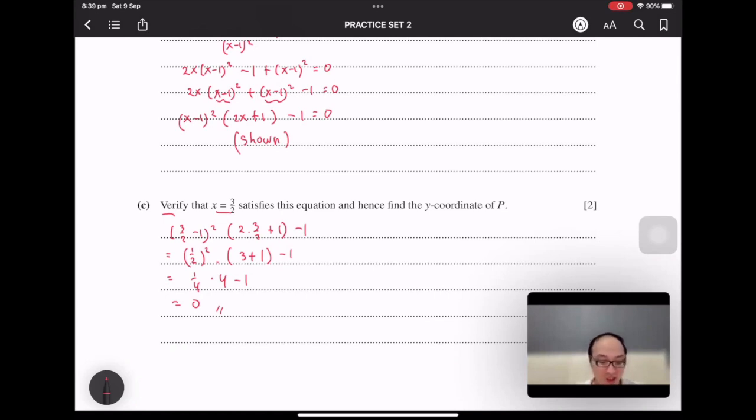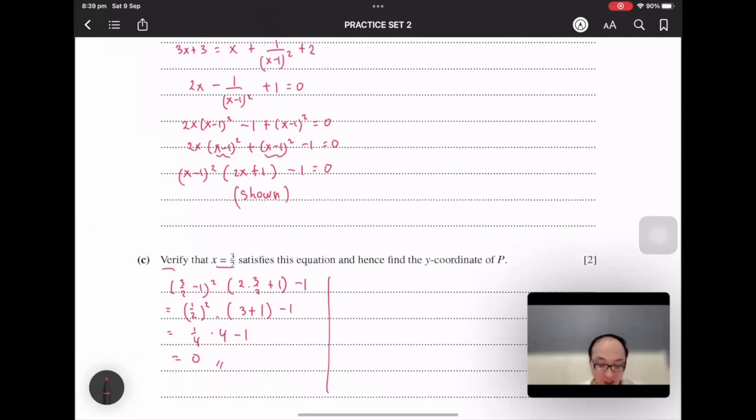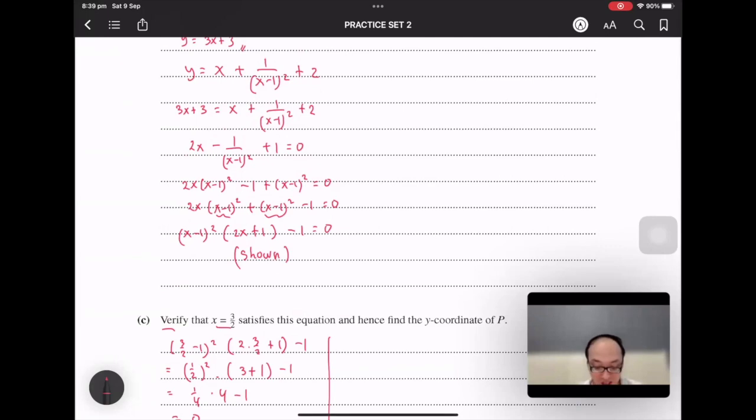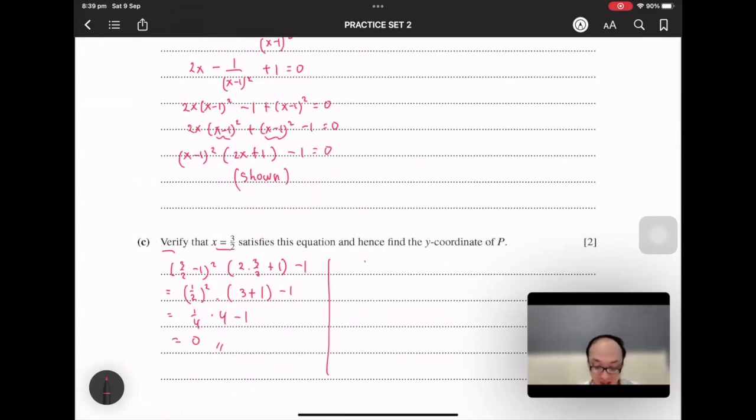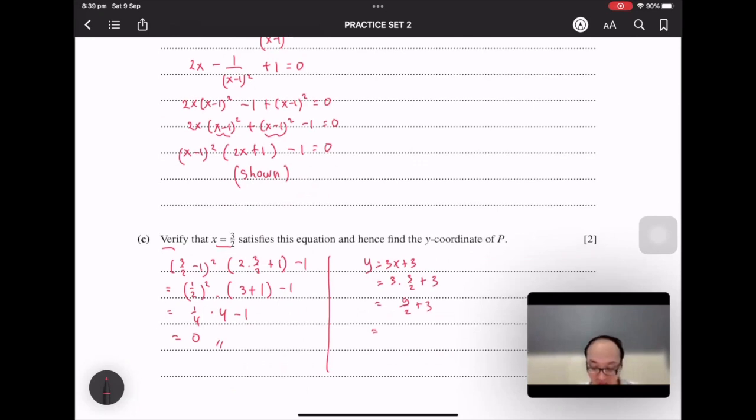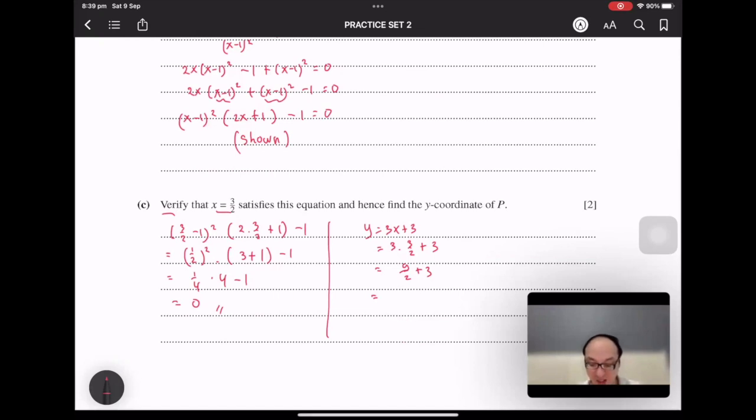And hence find the y coordinate of P. So we can just put x = 3/2 into the equation. We can use the equation of the line, y = 3x + 3. So it's 3 times 3/2 plus 3. So 9/2 + 3 equals (9 + 6)/2, 15/2. So the y coordinate will be 15/2.